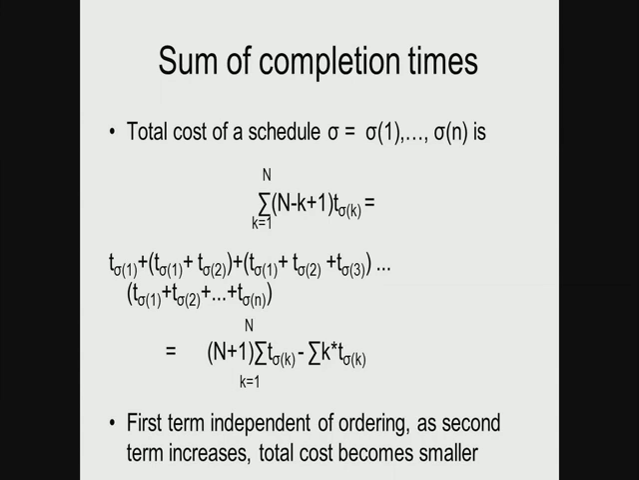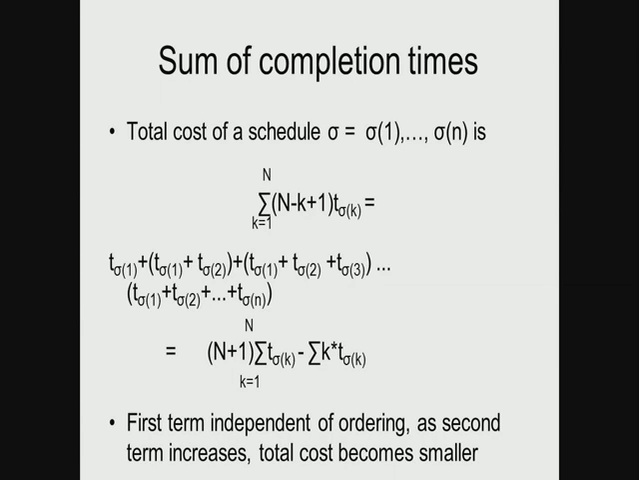Observe that this sum of completion times is indeed valid for every schedule sigma. This is a very important thing. So what we have done in this slide is to write down a closed form expression for the sum of completion times for an arbitrary schedule which we have called sigma, and then we have observed that this sum of completion times can be viewed as two summations, one that is independent of the schedule itself and the second one which is dependent on the schedule, and there is a subtraction term there.